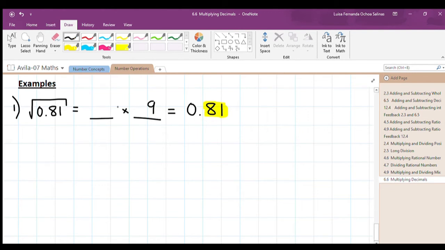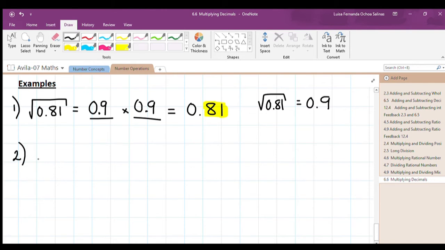So let's go first with the 9. I know that is 9. But how many decimal places does each one of these need to have so that the answer has 2 decimal places? Each one has to have 1 decimal place. So it has to be 0.9. So the answer of the square root of 81 hundredths is going to be 9 tenths. Okay, let's do another one.